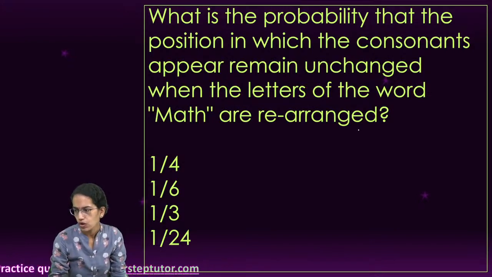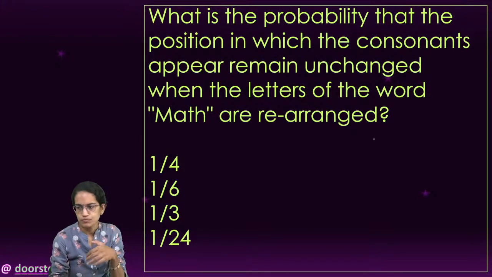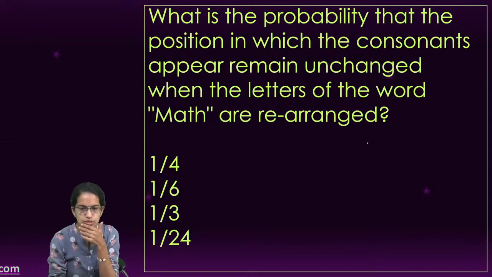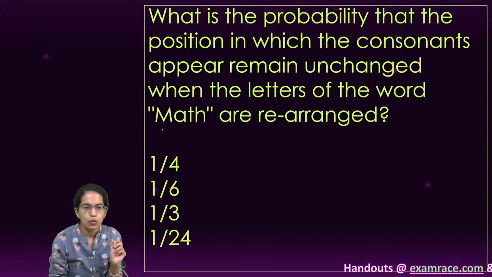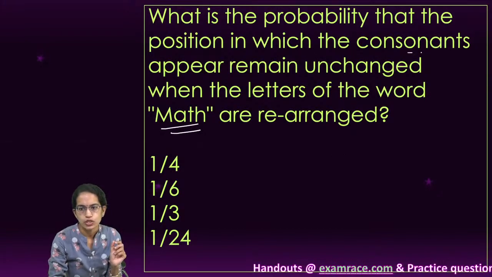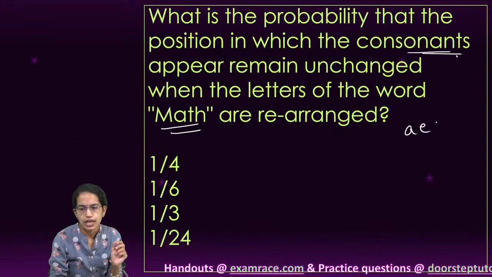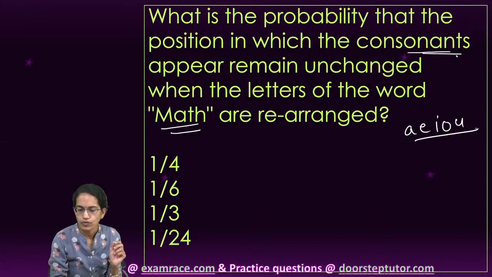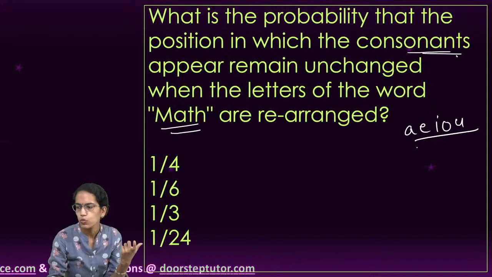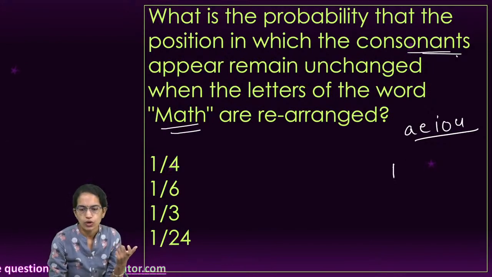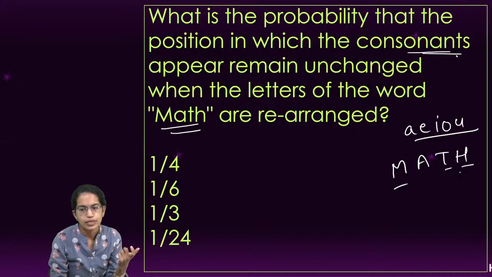Now, how do we solve questions like this? Those who are already solving it can put those in the answer, but let's understand the method. Now, let's understand the language. What are consonants? A, E, I, O and U are the vowels. So anything besides these 5 alphabets would be consonant. So in the word math, what would be the consonant? M, T and H. So how many consonants?